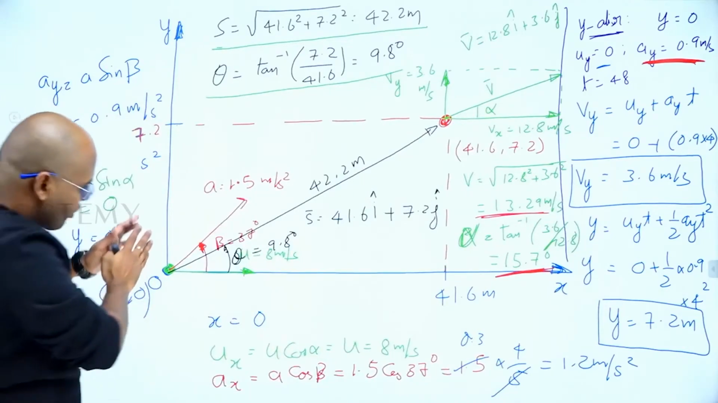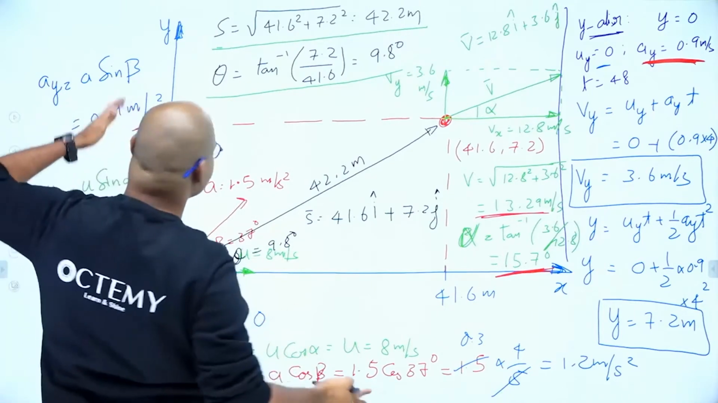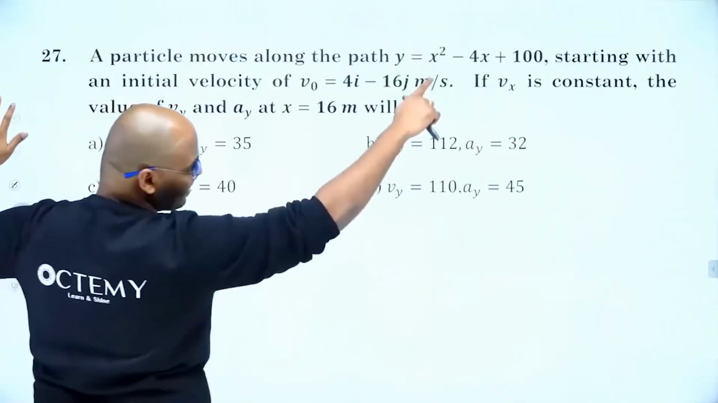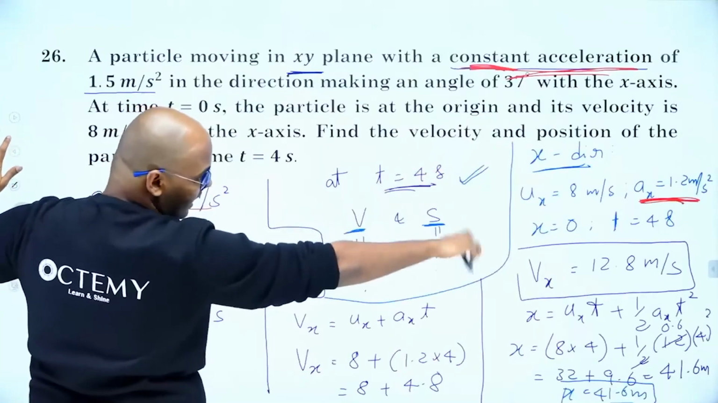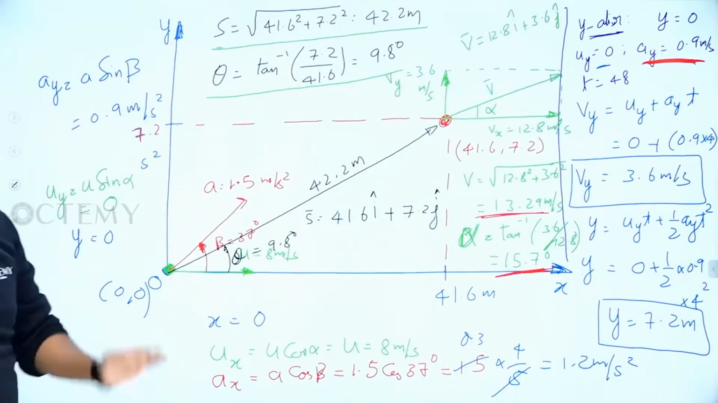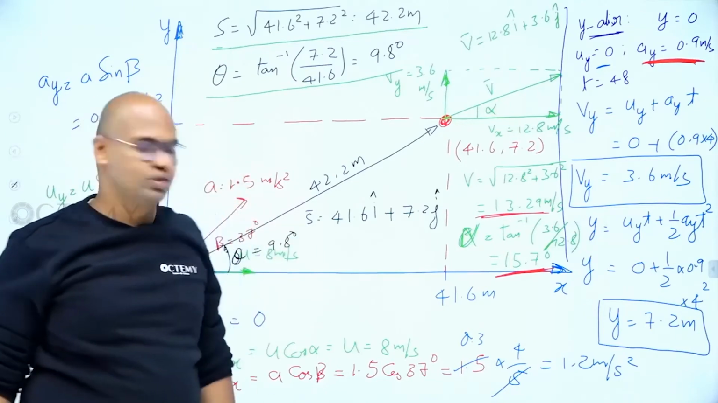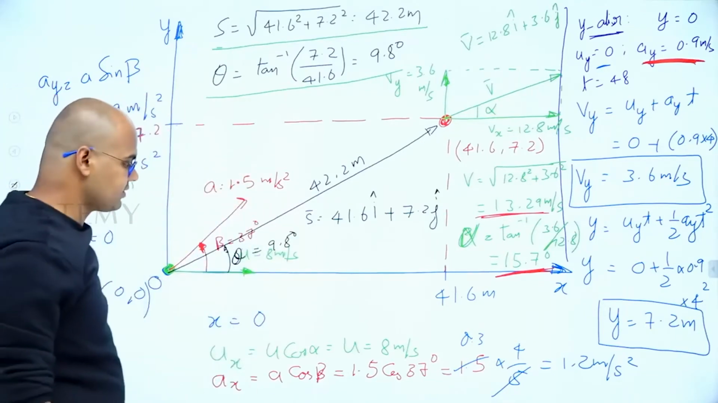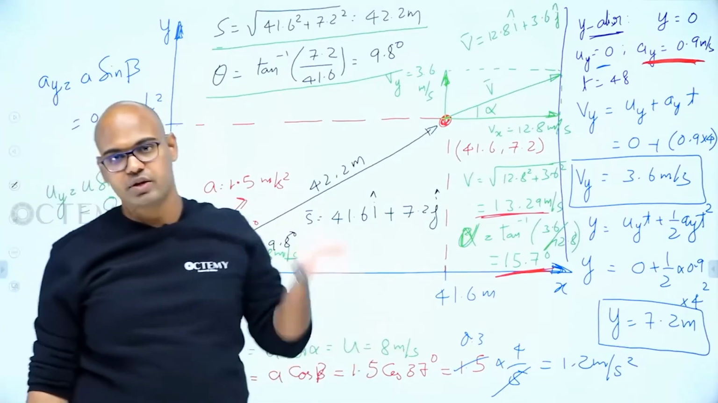Okay, so divide the problem into x and y direction, solve separately in x direction, and then separately in y direction, and combine them, right? So this is the beautiful concept given by Newton. Okay, so we have one more problem, a general problem. We'll solve it, then go for the projectile motion.